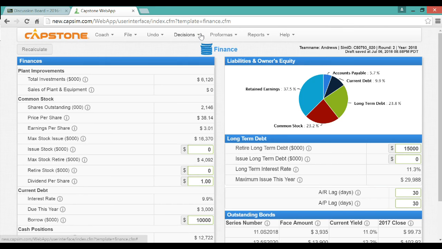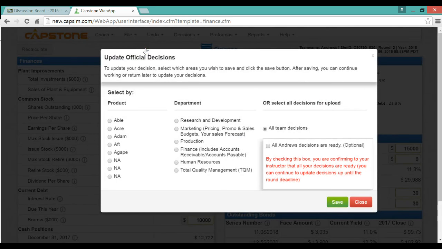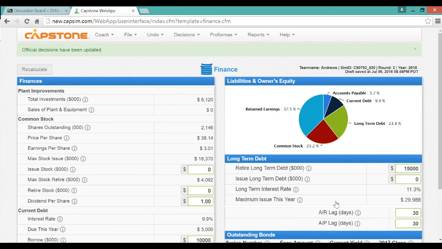The very last thing you'll need to do is click on File and Update Official Decisions. Now you could do each of the decisions one by one, but since I just did them all, I just need to select all Andrew's decisions are ready, make sure that all team decisions is marked here, and hit save, and you're done with that round's decisions. The professor will then process that round, and you'll be able to move on to the next round.